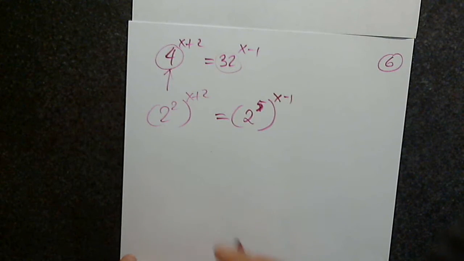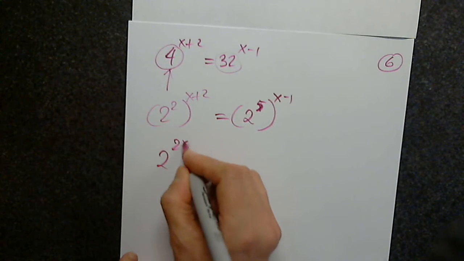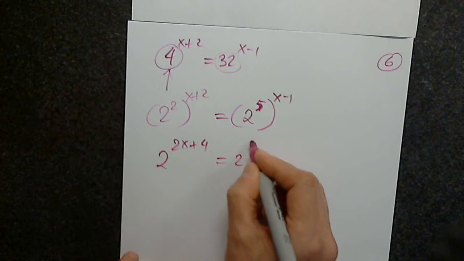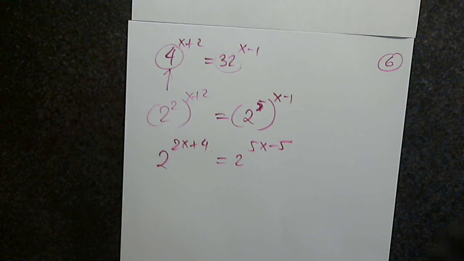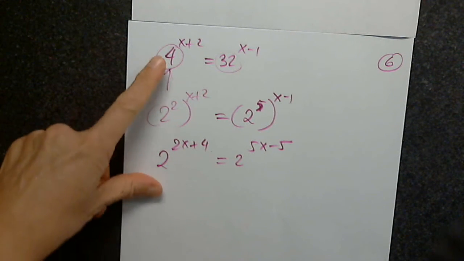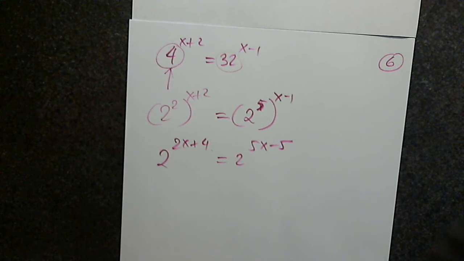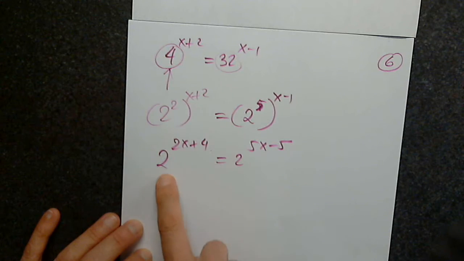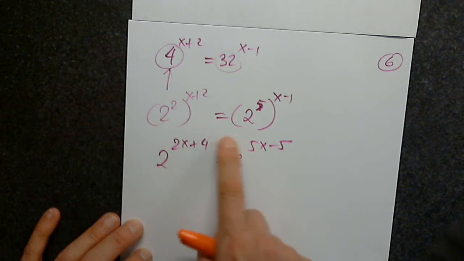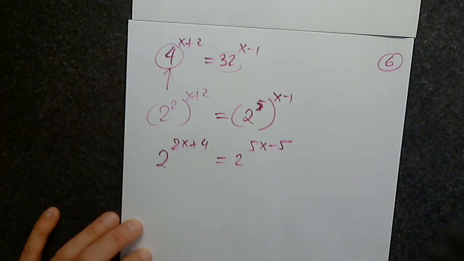Okay. So then this is 2 raised to 2x plus 4 equals 2 to 5x minus 5, because we have to copy the base and multiply the exponents. Is this okay, everyone? That's how I'm writing it down. So we changed 4 into 2 squared, and we changed 32 into 2 to the 5th. But then we have to multiply the exponents. I copy the base, multiply the exponents. Is this okay?